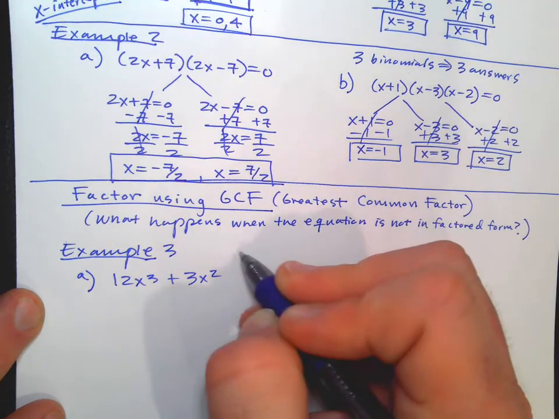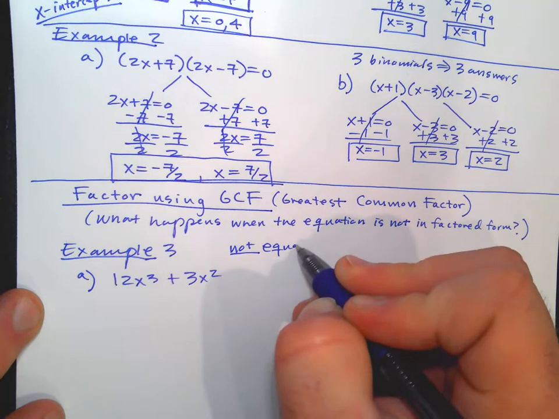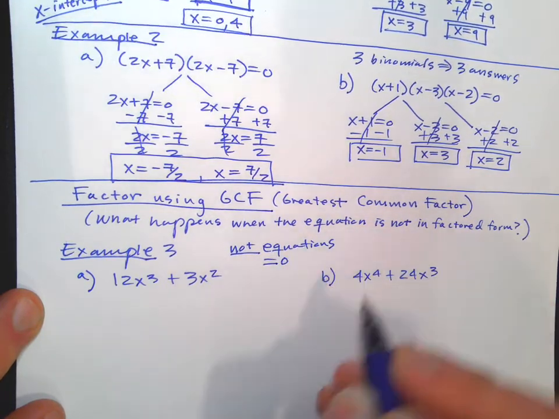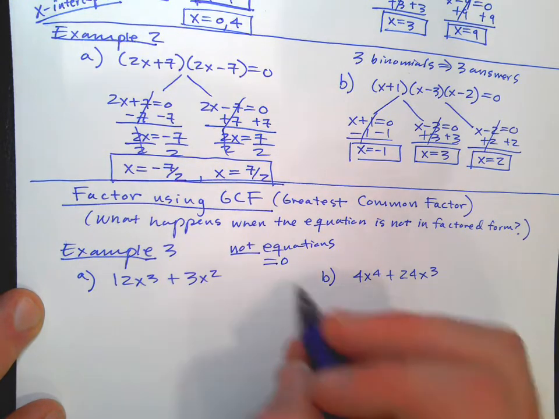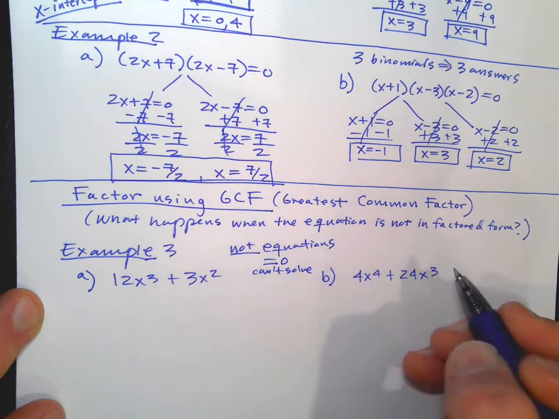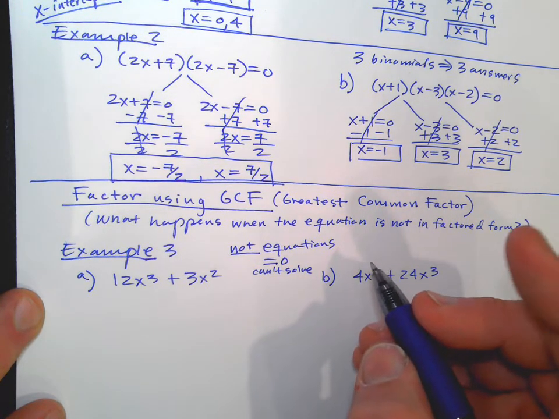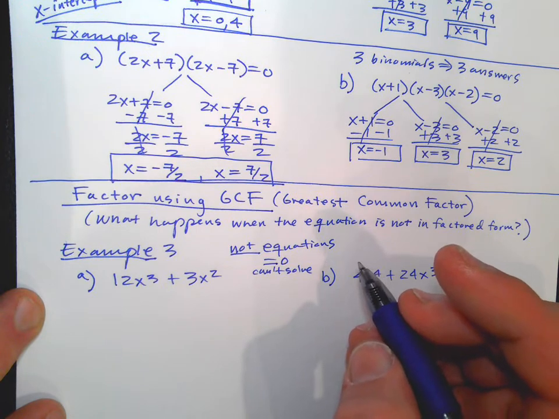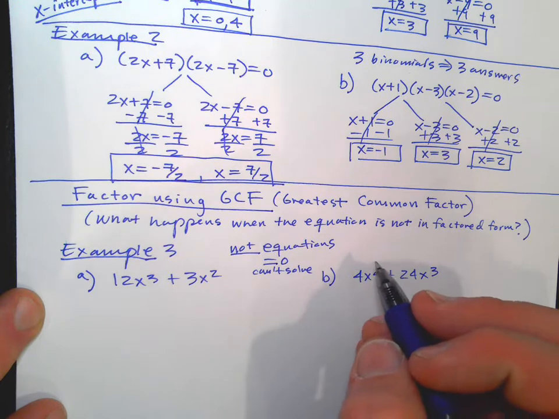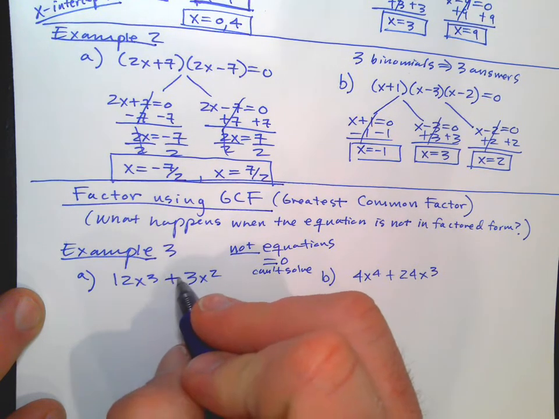Now these are not equations. Okay? They don't have an equals 0. So we can't solve these yet. Okay? It's got to be an equation. What we're going to do is just practice factoring. Okay? Now factoring, what we're trying to do is divide out.